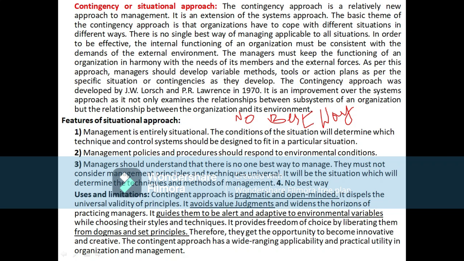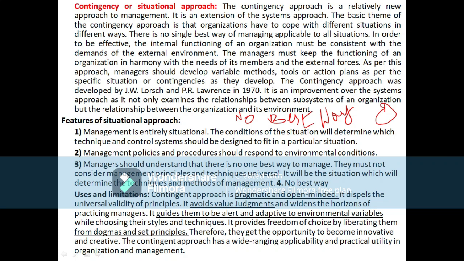In order to tackle the situation efficiently, the validity and applicability of the management tools and techniques is to be examined. First of all, the tools and techniques should be examined by the manager. Then finally, a package of these tools and techniques is to be prepared which is appropriate for that specific situation.